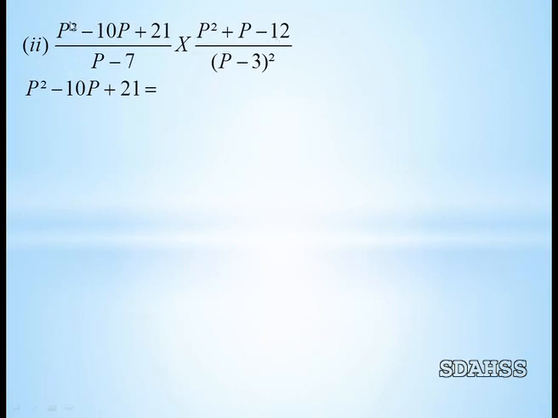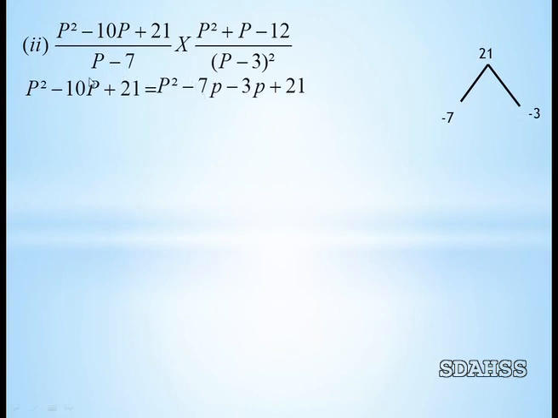So for that, consider the numerator, p square minus 10p plus 21. Factorize. So for that, here the sum is minus 10 and the product is 21. Consider the product 21. Product 21 can be written as minus 7 and minus 3. If you add minus 7 and minus 3, you will get minus 10. If you multiply minus 7 and minus 3, you will get 21. Now p square, you keep p square as it is.